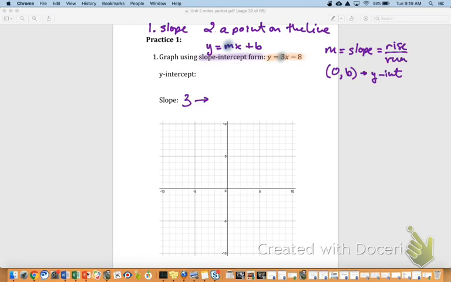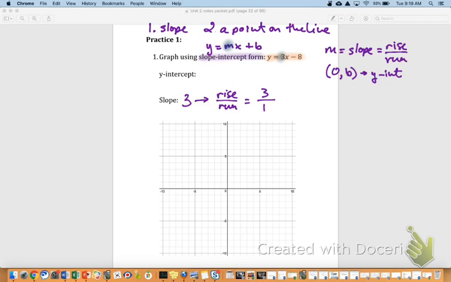And then a couple of you mentioned the idea of rise over run. So how do I write 3 as a fraction? 3 over 1. So I'm going to say that my rise over run is 3 over 1.